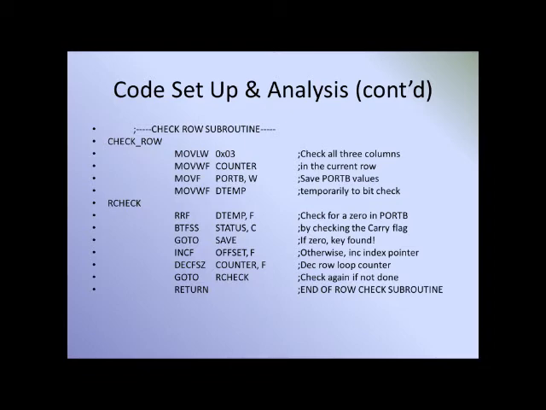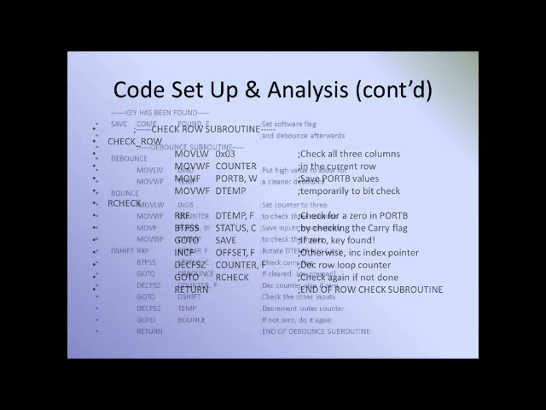Therefore, the offset value was incremented. The loop counter was decremented and tested for 0 in order to know if the program needed to continue bit testing. If the carry flag was found not to be set, that meant the key had been pressed in that row. This then took the program into the save subroutine.